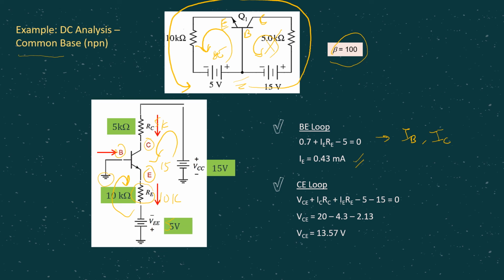Then coming to the CE loop, you can do the same KVL equation. So your KVL equation, double check: VCE plus ICRC, the voltage drop across the resistor RC, plus IERE, the voltage drop across RE, minus 5 considering the VEE, and minus 15 considering the VCC. From here you can find VCE because the other values are already known. In this case, VCE is 13.57 volt.